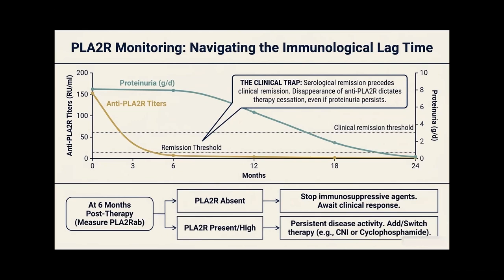This is a change in the clinical perspective, navigating the immunological thing. Now what do I do? Start the treatment, and at 6 months, you do the PLA2R. If the PLA2R is absent, then stop immunosuppression. If PLA2R is continuing, persistent, switch the therapy to calcineurin inhibitors or cyclophosphamide.